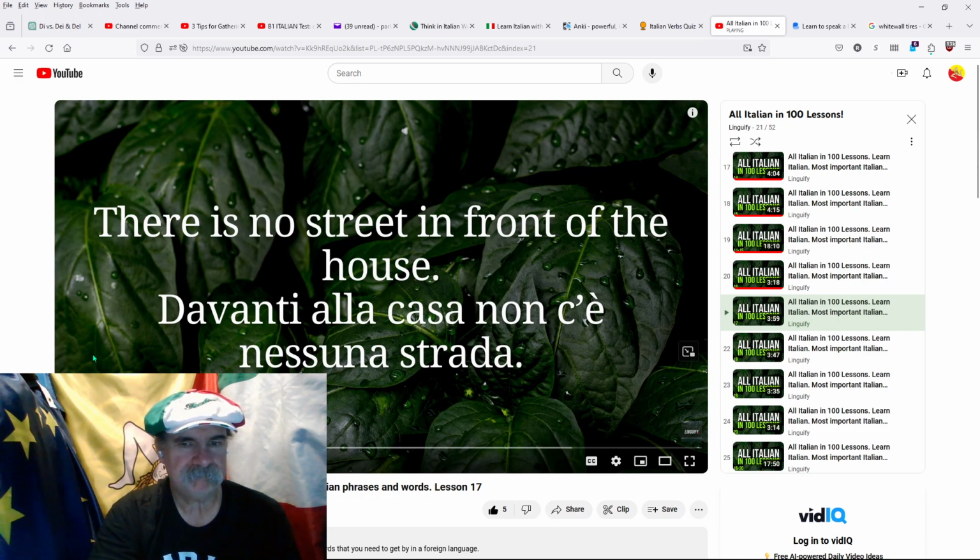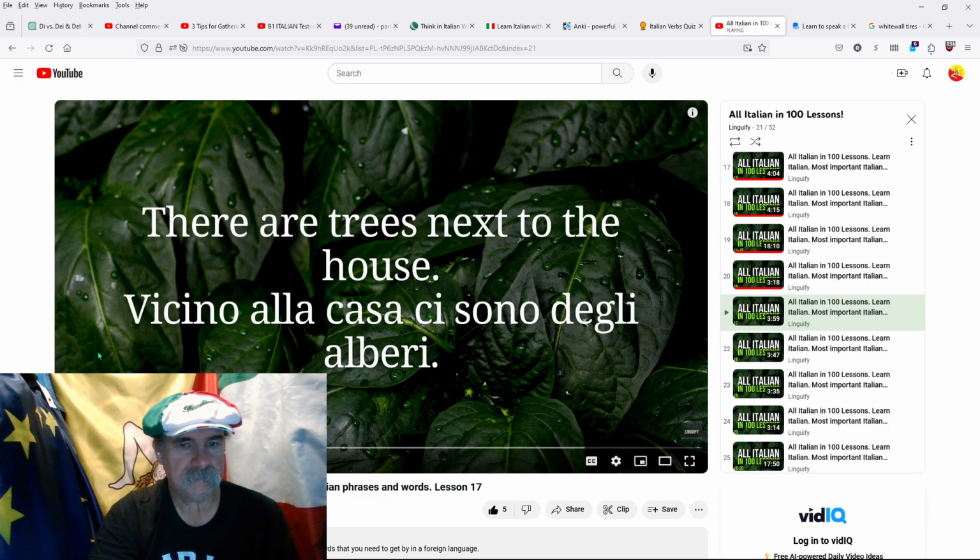Davanti alla casa non c'è nessuna strada. Would it also be right to say davanti alla casa c'è nessuna strada? Or non c'è strada? Non c'è la strada? Una strada? There are trees next to. Non c'è nessuna strada makes sense? Okay.